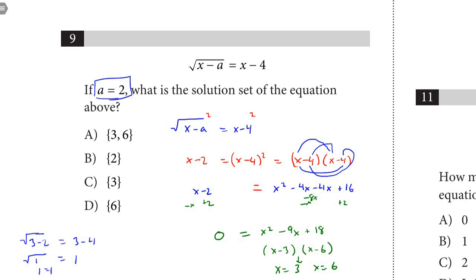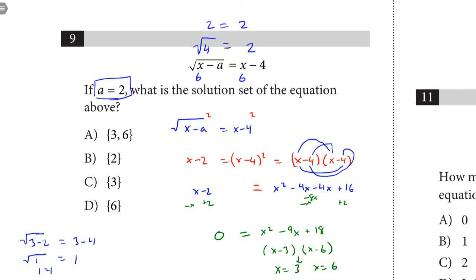Fine. Let's try x equals 6. Well, if x is 6, so here's 6 and here's 6, then we'll get 6 minus 2, which is 4. So the square root of 4 is equal to the other side, for the x minus 4. So 6 minus 4 is 2. So then the square root of 4 is 2. 2 is equal to 2. So that makes sense.